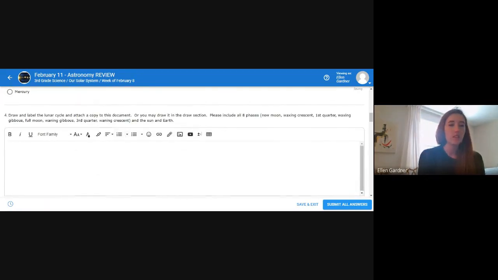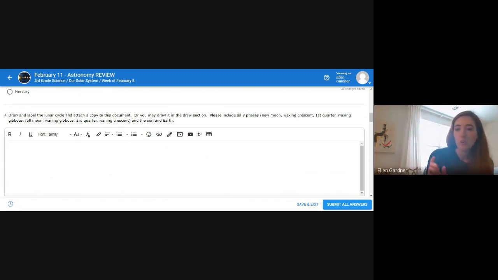This one says draw and label the lunar cycle and attach a copy to this document. Or you may draw it in the draw section. Please include all 8 phases. So I was looking through and you've got some good ones there, going through the phases of the moon, all 8. There should be 4 phases as far as the shapes.